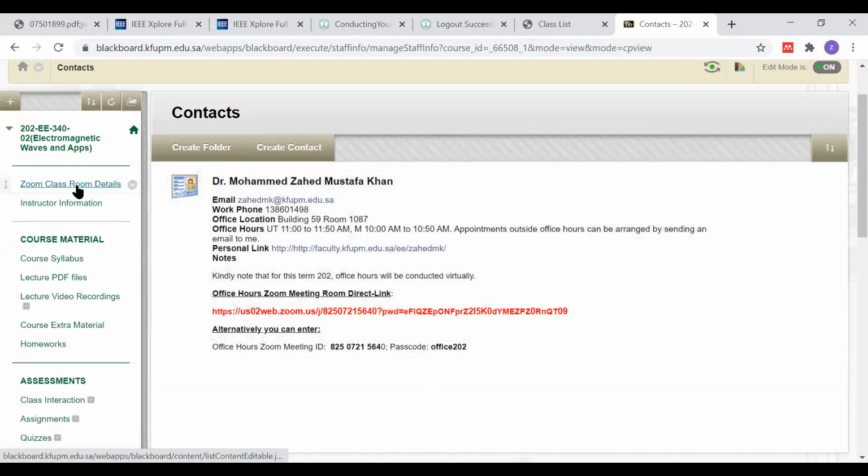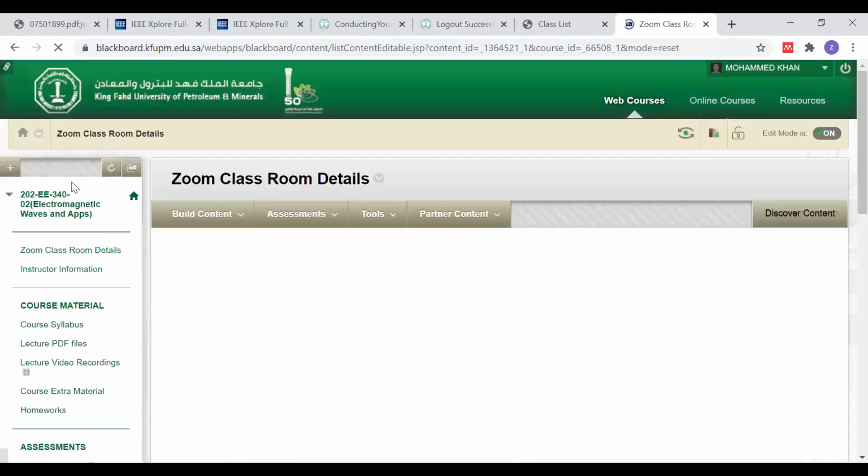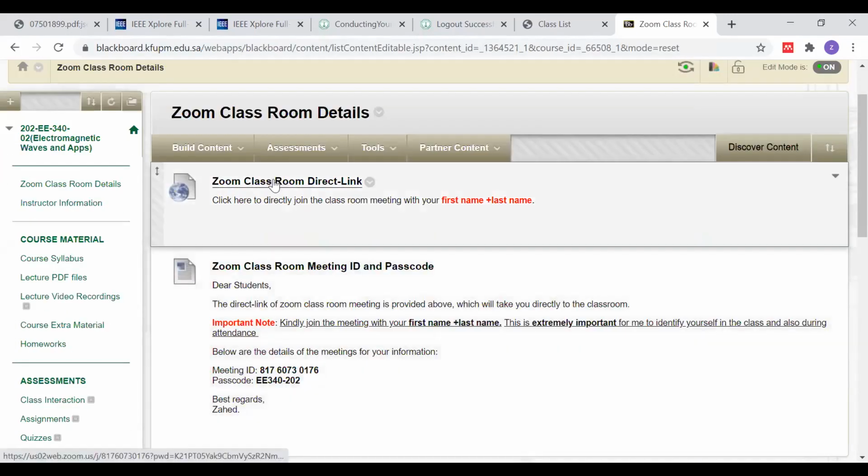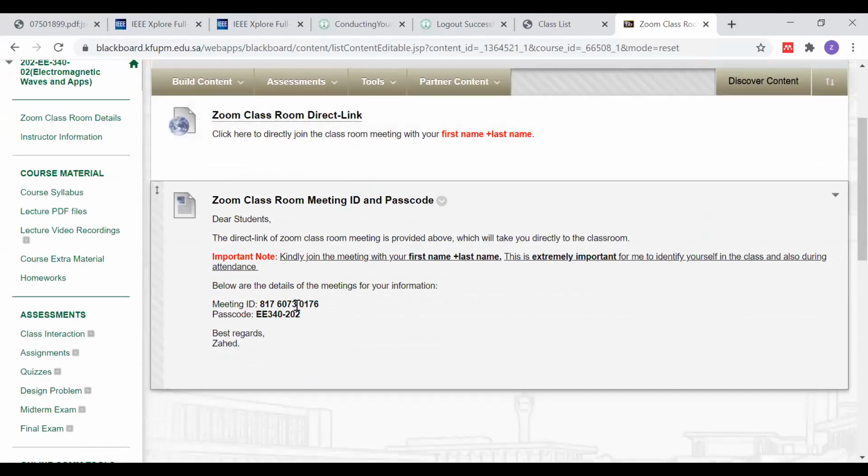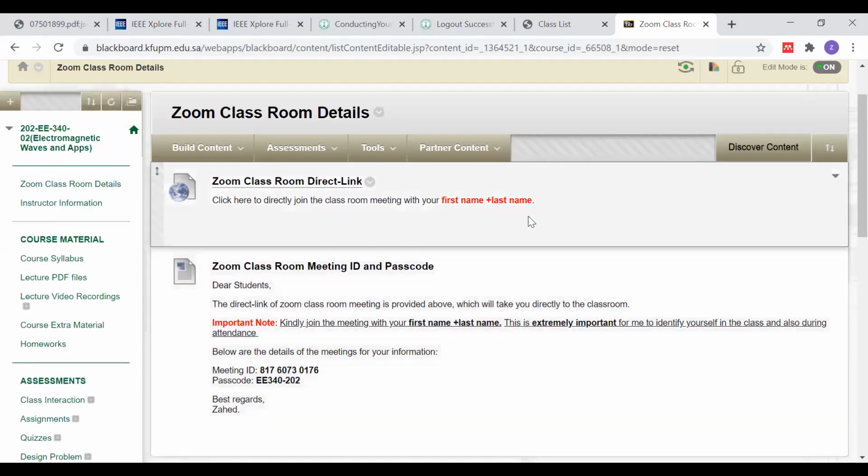Our classroom, if you see here, this is our classroom Zoom link details. If you click here, it will directly take you to the classroom, and here you can see the meeting ID and the passcode. It is extremely important, guys, that you log in with your first name and last name. This is very important for me to identify you. And also in future, we are going to have class interactions. During the class interaction, Zoom will capture your name in the Excel sheet, so it should be easy for me to identify your name. That's why.